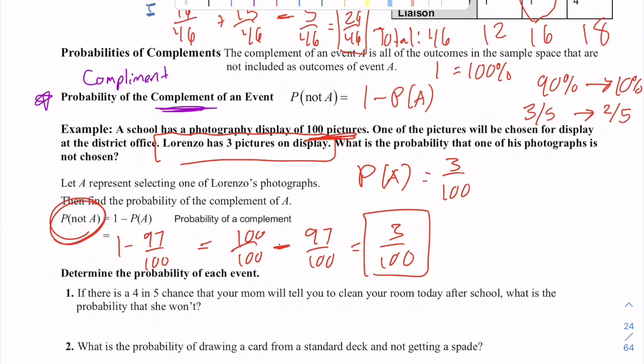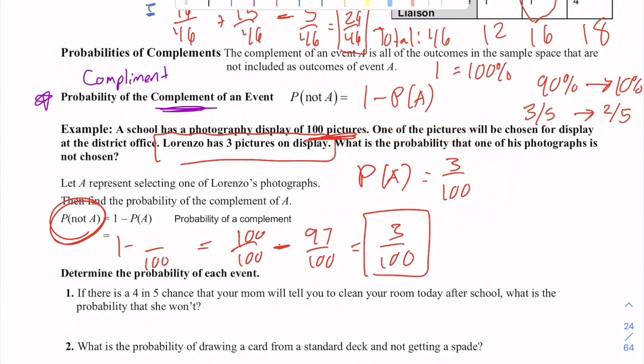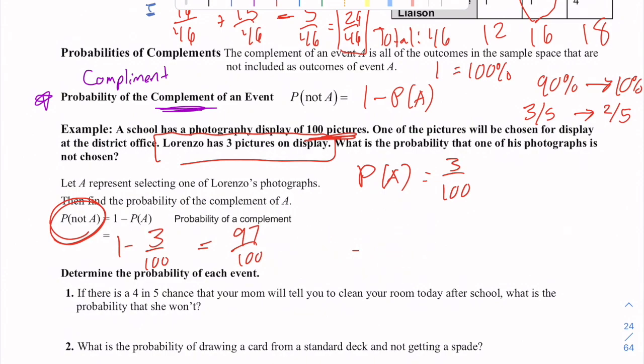There's a mistake. I'm going too fast. The probability of A is not likely because he only has 3 pictures. So the answer is actually 97. Sorry, guys. My mind is going crazy. That's your answer. This is the probability that one of his photographs is not chosen.